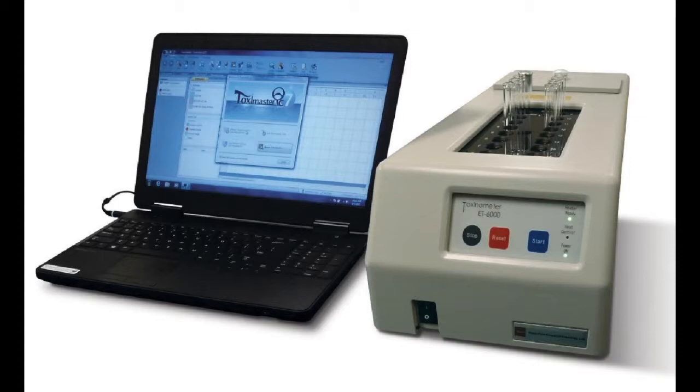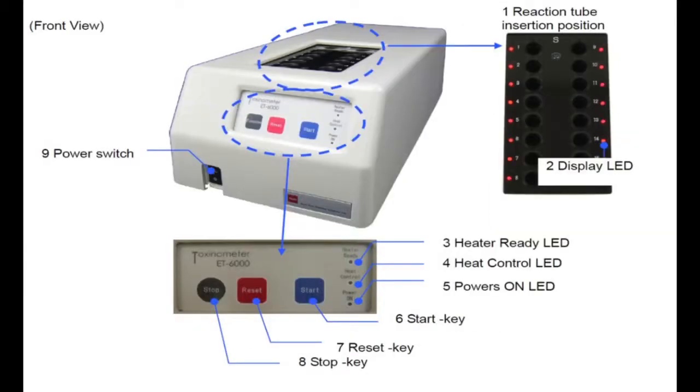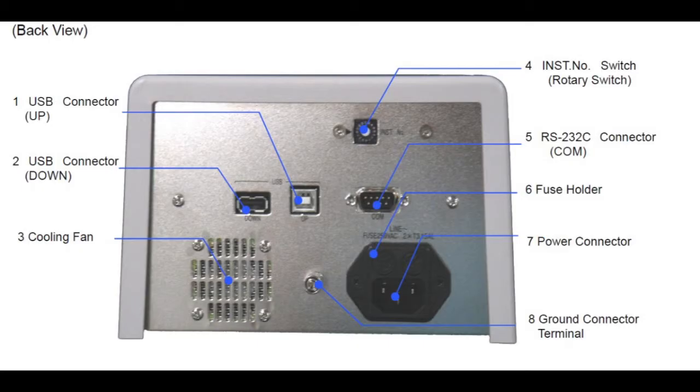The ET6000 features standard curve calculation, time course monitoring, and automatic start of measurement upon the insertion of the test tube. This high-intensity blue LED is used within the ET6000 as the light source. This blue LED passes through the first aperture, the reaction mixture, then finally through the second aperture attached to the silicon photocell.